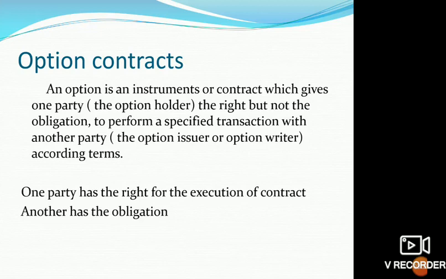So an option is an instrument or a contract which gives one party the right, okay, to take the decision whether to execute the contract or not. You should have the right, you should have the decision making power. So option contract will give you the decision making power, but not the obligation. Thus one party has the right and not the obligation, and another party has the obligation to perform the specified transaction or the execution of the particular contract with another party who is called the writer or the issuer of that particular contract.